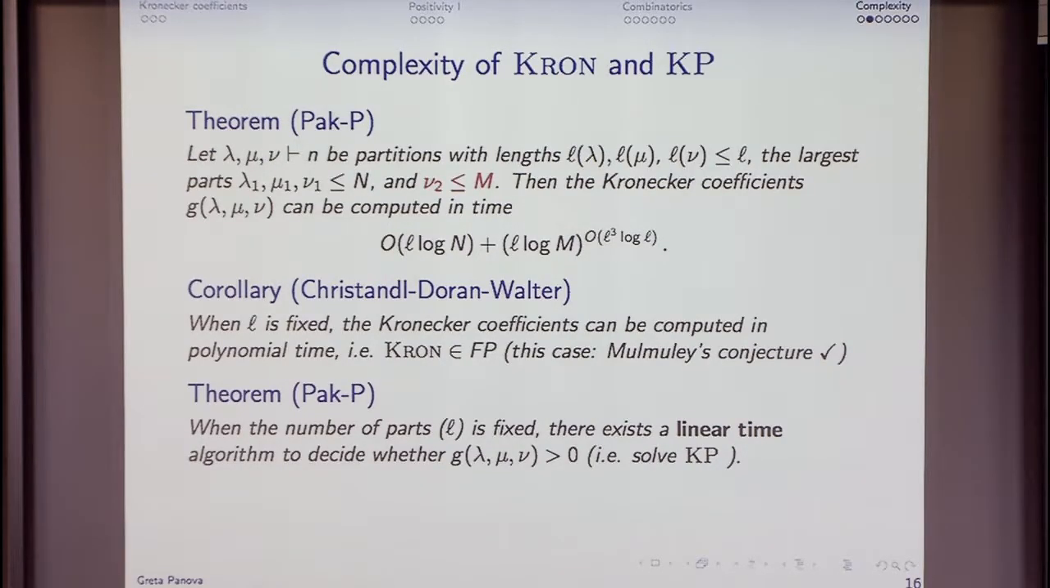If you have the number of parts fixed, you can actually decide in linear time whether the Kronecker coefficient is greater than zero. So not just polynomial but linear, but this is not a real algorithm. Why not? Because it relies on the existence of a finite generating set for the semigroup of Kronecker coefficients. The semigroup is finitely generated for each fixed l. So if you actually know the generators, then thanks to results in integer linear programming, you can decide whether this element belongs to the semigroup or not.